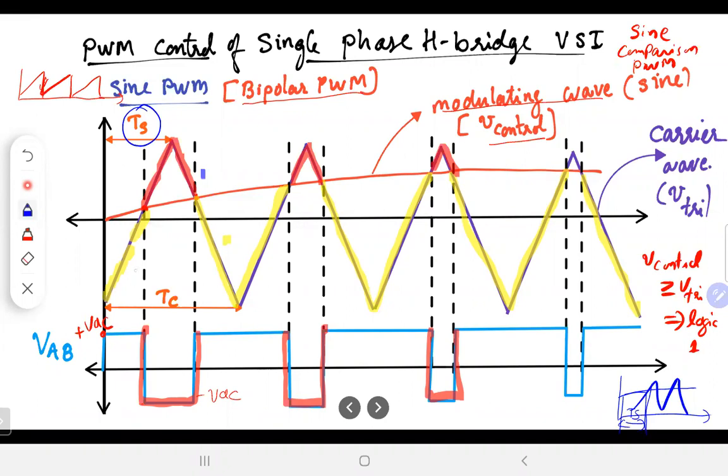And we can show that the volt second here in this region, let me draw it.